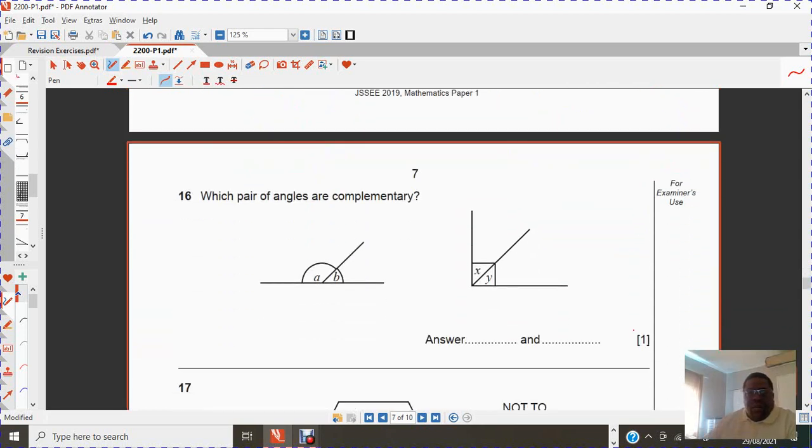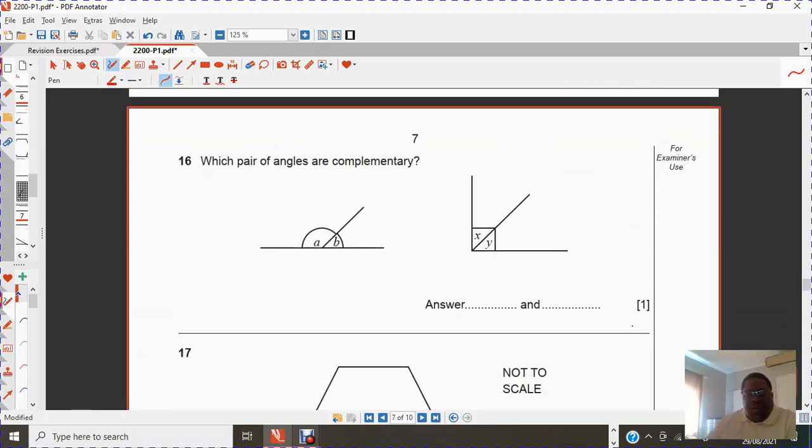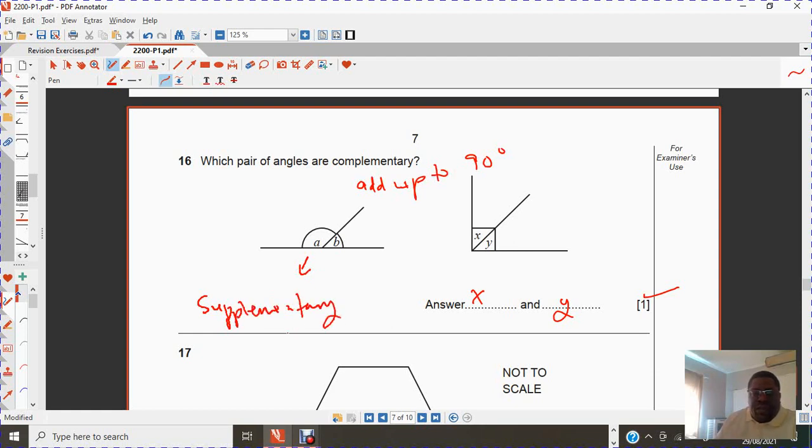Then you are asked which pair of angles are complementary. Complementary angles are angles that add up to 90 degrees. These ones here are supplementary, which means they add up to 180 degrees.